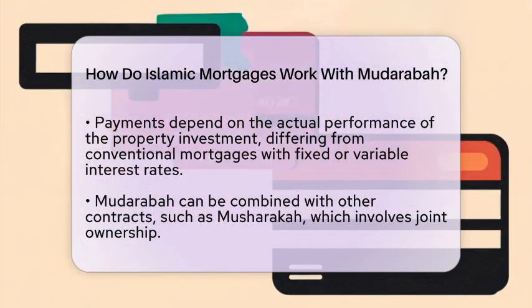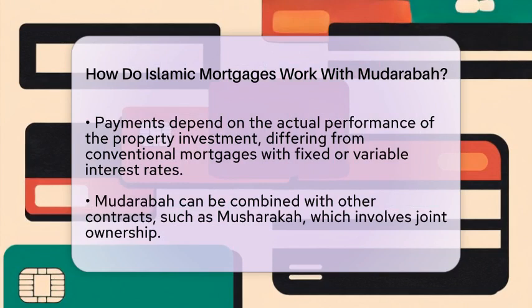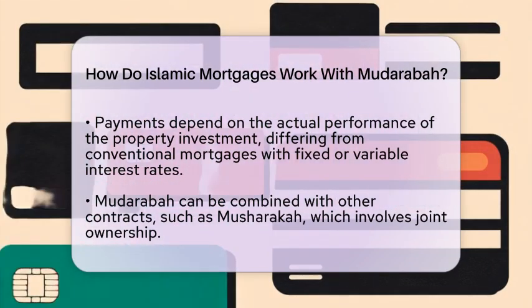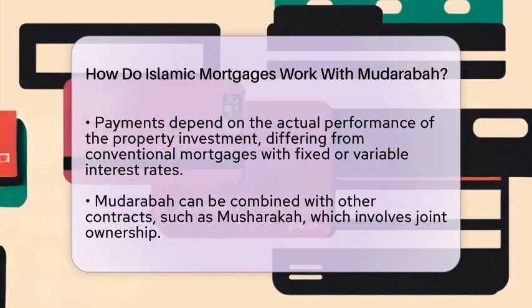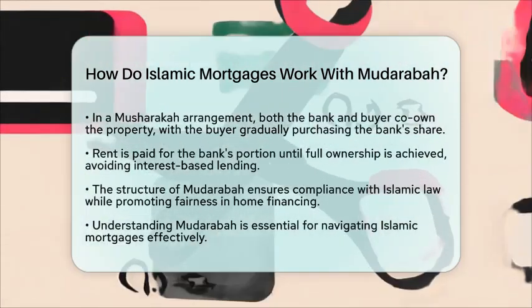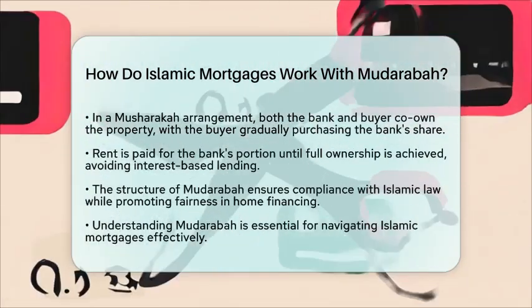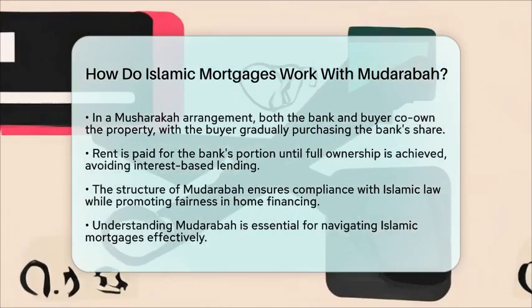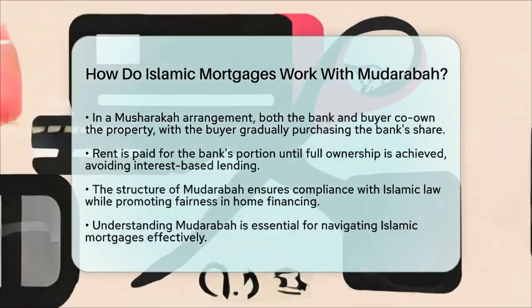To summarize how Islamic mortgages work with Mudarabah, first, the financier provides the capital to buy the home. Second, the customer manages or uses the property, contributing their effort. Third, profits from the property are shared according to the contract. Fourth, any losses are the financier's responsibility unless caused by customer negligence.